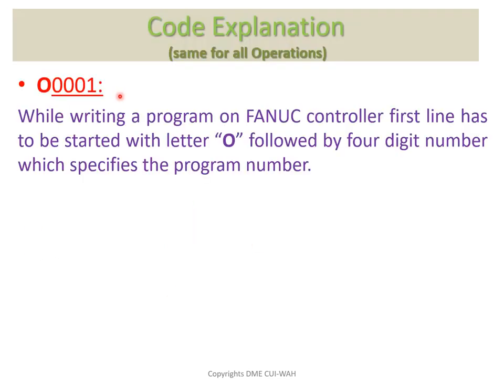Now starting with the code explanation, I will start with the very first line, which was O0001. This line starts with the letter O, and it is O0001. While writing a program on the Unicontroller, the first line has to start with the letter O. It will always be followed by a four-digit number. The number ranges from 0001 to 9999. I mean, this is the range of its own code. Whenever you write a program, it always has to be specified by a specific number. So in the very first line, we will specify our program code by giving it a specific number.